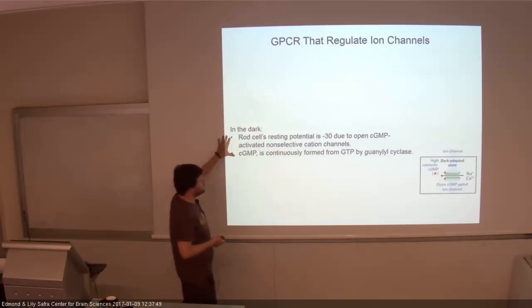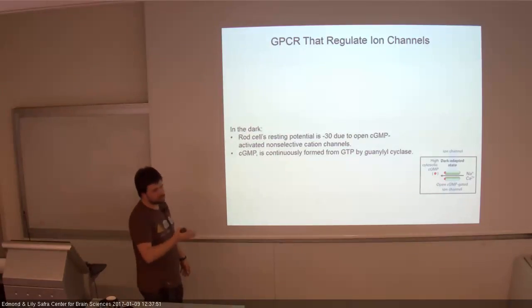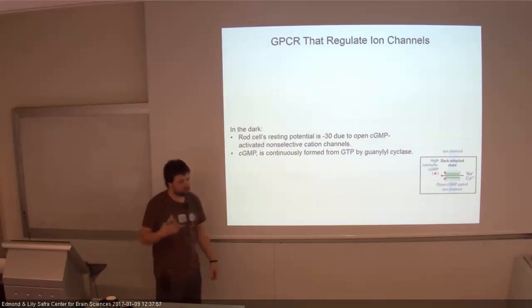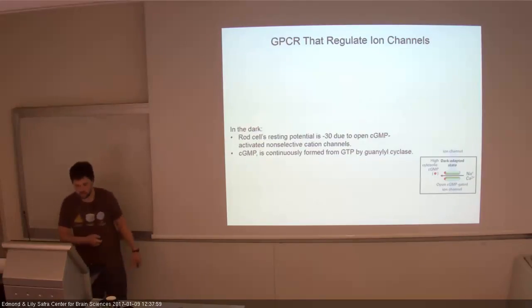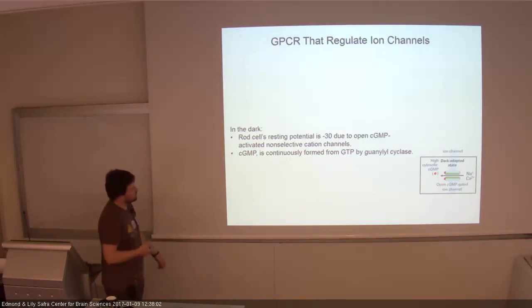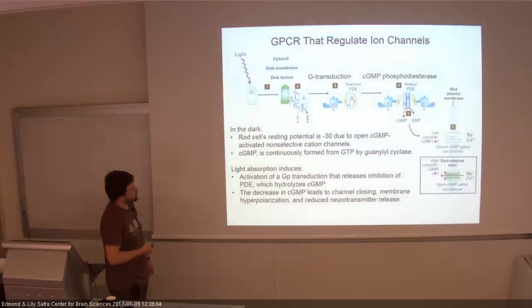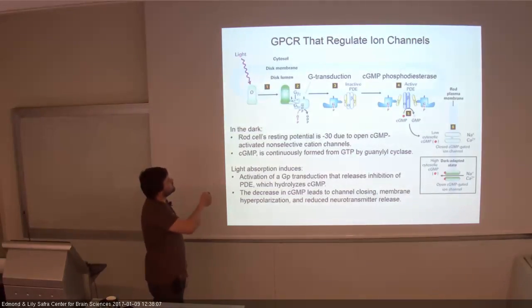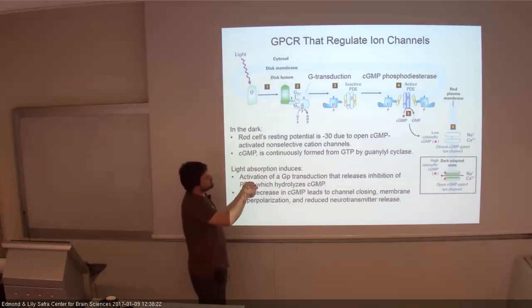During dark conditions, you have constant flow of sodium and calcium positive ions inside the cell, which cause a depolarization of the rod cell. What happens during light? When light is absorbed by the opsin, the opsin undergoes a conformational change. This causes association of the G protein, a substitution of GDP by a GTP molecule, the breaking of these two subunits, and here again the G alpha is the one that does the work.